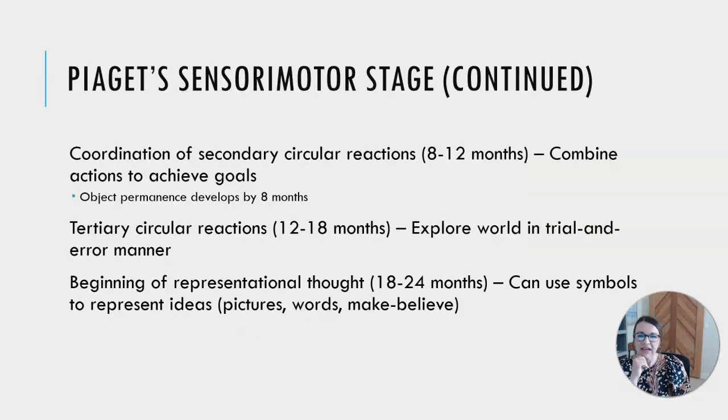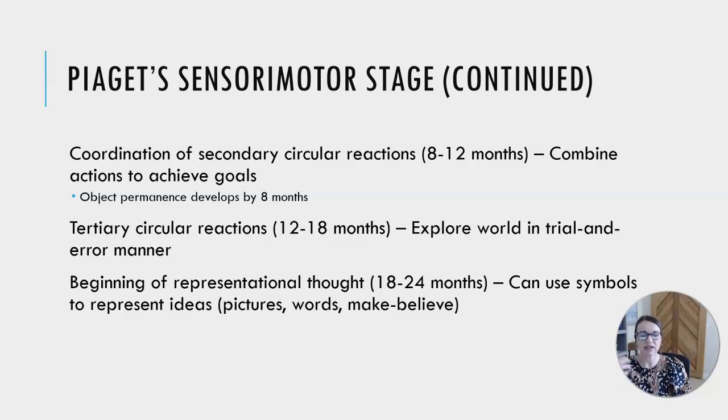So Piaget has these sensorimotor stages, and I have an actual table that you can view in a couple slides, but he broke the sensorimotor stage, which again covers infancy and toddlerhood, and he talked about specific things that children are doing during these different time periods. So it's the coordination of secondary circular reactions between 8 and 12 months, where children are combining actions to achieve these different goals. So we have tertiary reactions, which happen between 12 and 18 months.